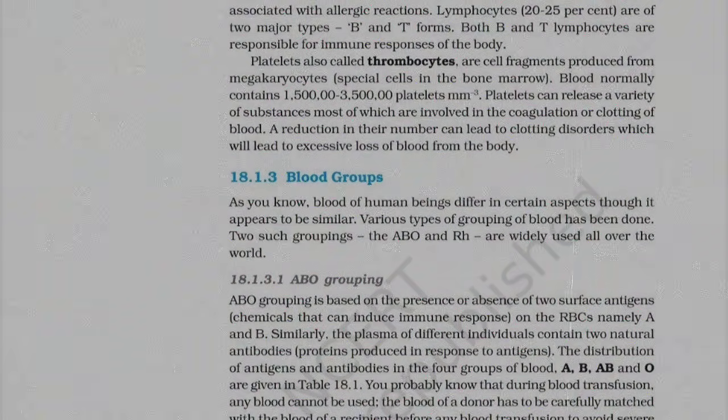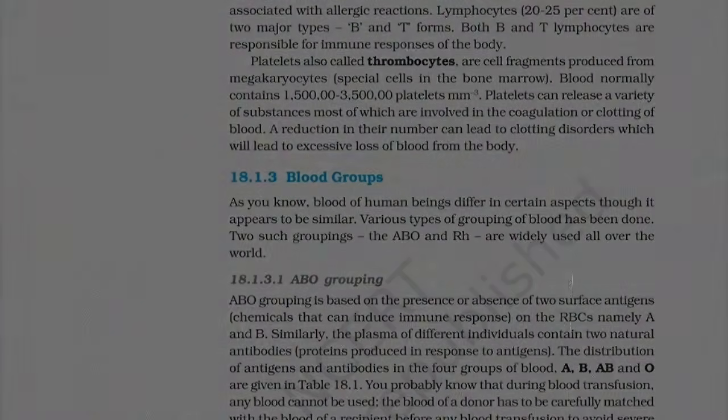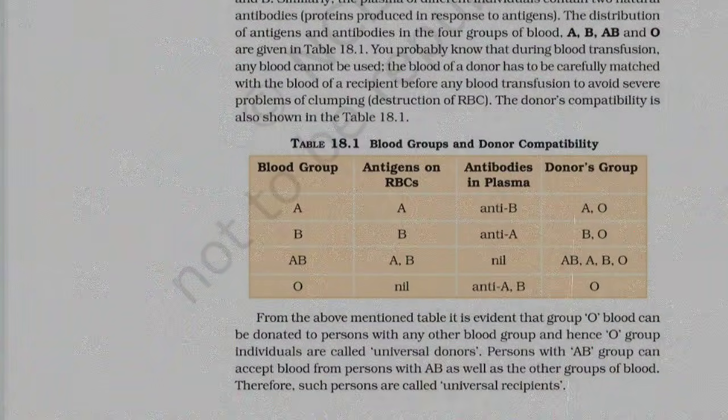You probably know that during blood transfusion, any blood cannot be used. The blood of a donor has to be carefully matched with the blood of a recipient before any blood transfusion to avoid severe problems of clumping, destruction of RBC. The donor's compatibility is also shown in Table 18.1.